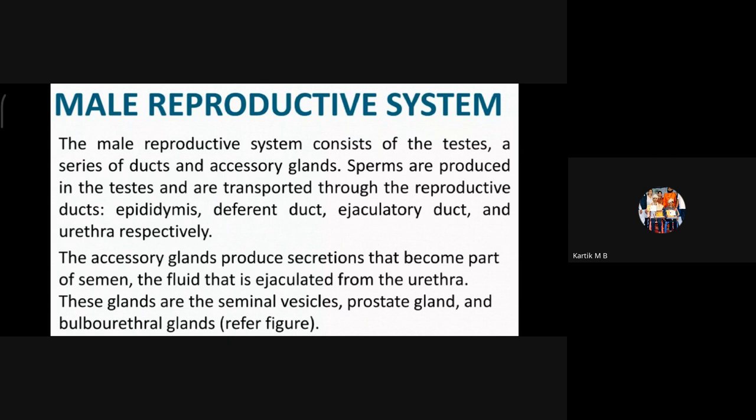Okay. So, we were talking about semen. Semen is the fluid which is ejaculated from the urethra. And these glands are the seminal vesicles, prostate gland, and bulbourethral glands. These are the glands which support the reproductive system in the male body. What are those? Seminal vesicles, prostate gland, and bulbourethral gland.